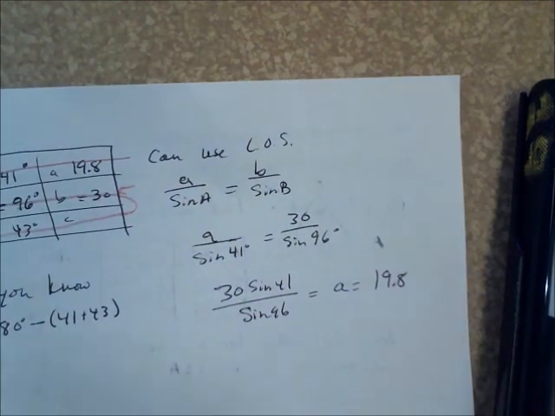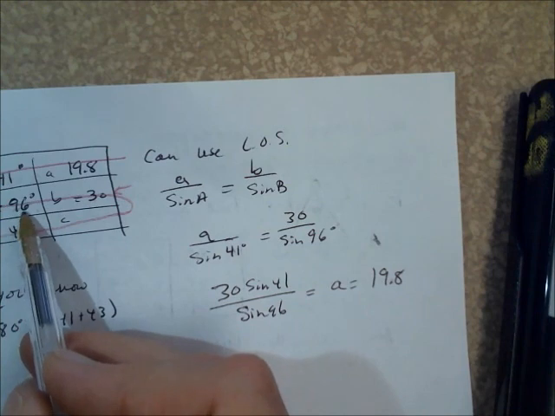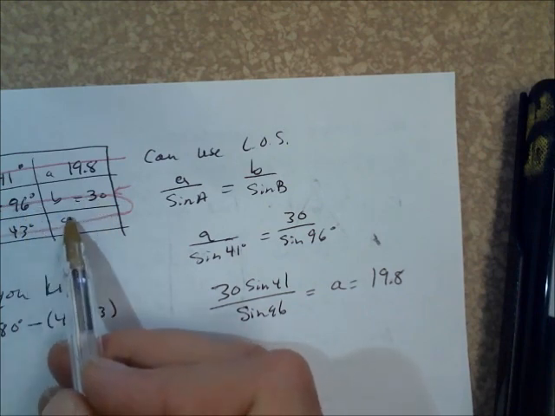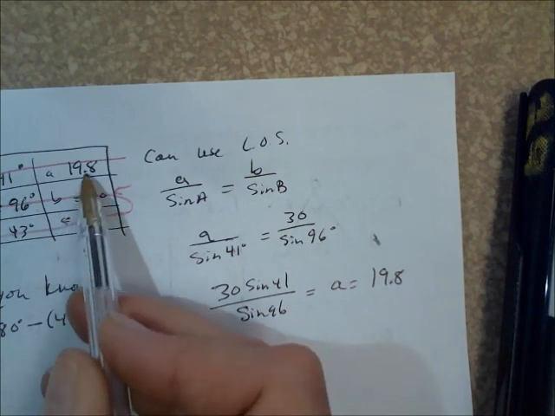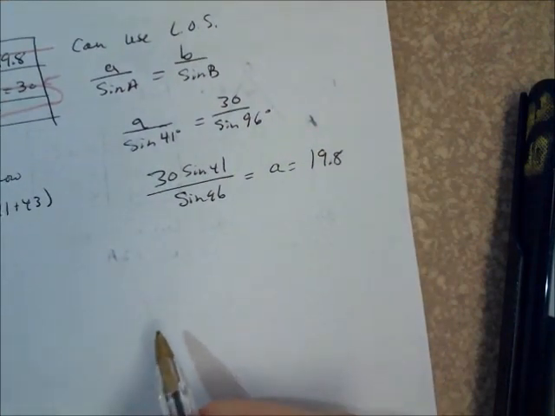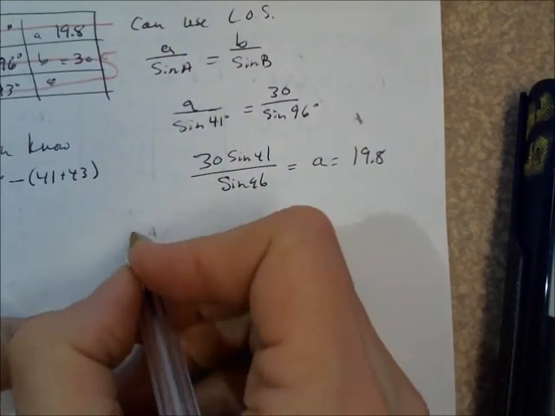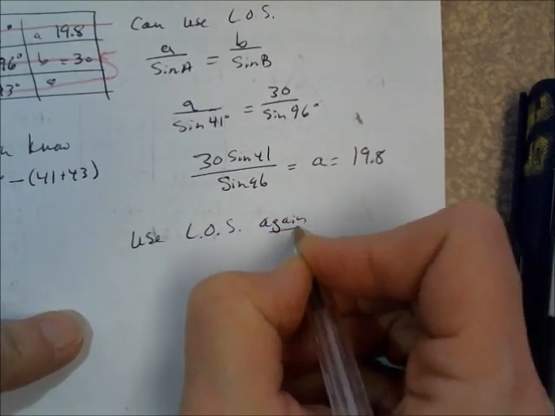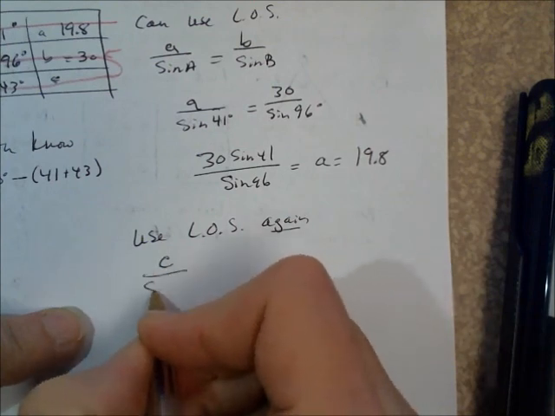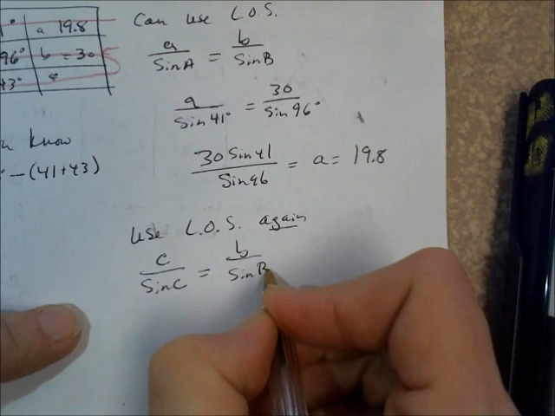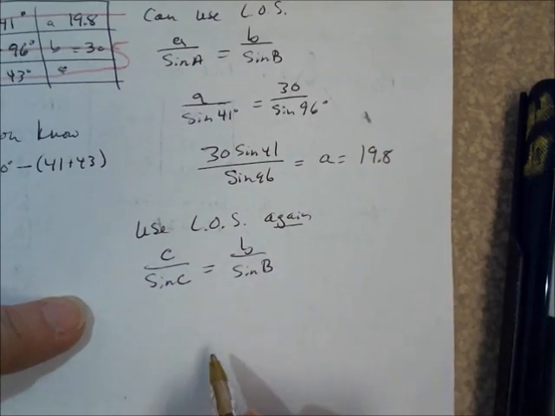Which kind of makes sense because across from the largest angle will be the largest side. And let's see, hopefully side C will be slightly larger than 19.8, but not much. But it'll still be smaller than 30. So we have to use the law of sines again. Which says C over the sine of C is equal to B over the sine of B. Or we could have used A if we wanted to.